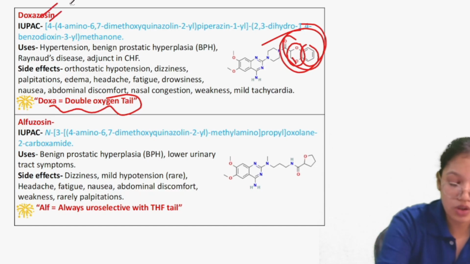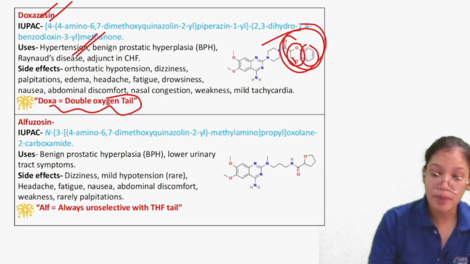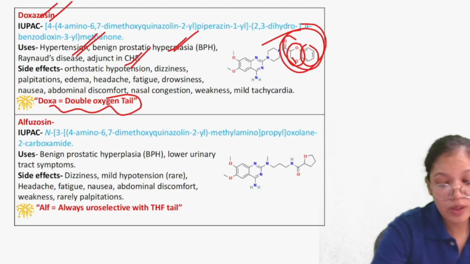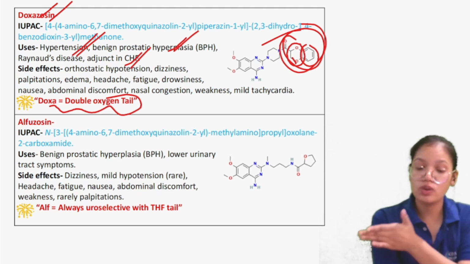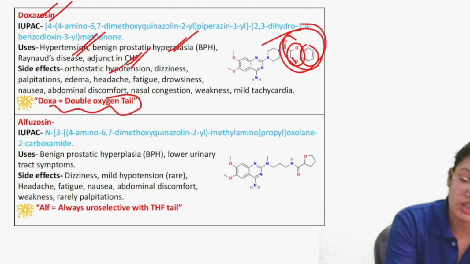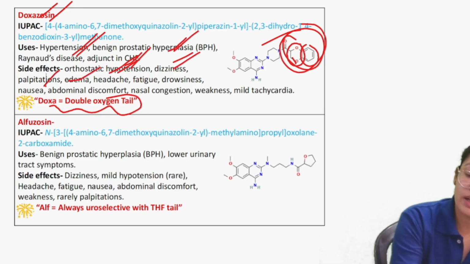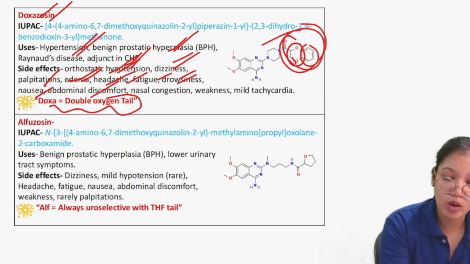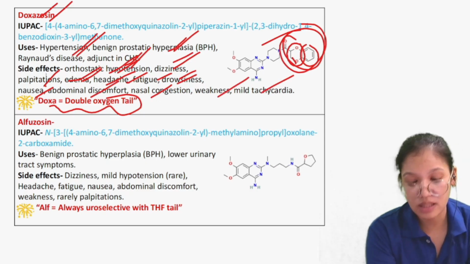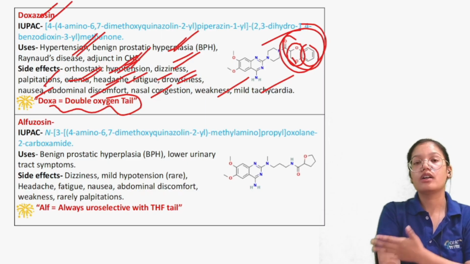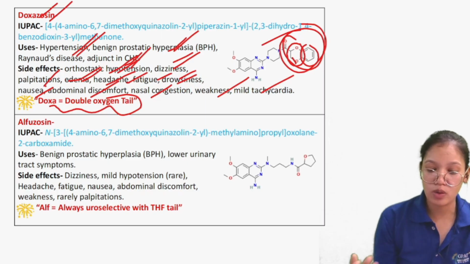So doxazosin uses: hypertension, benign prostatic hyperplasia, Raynaud's disease, then adjunctive in CHF. For all that we can use doxazosin. Then side effects: orthostatic hypotension, dizziness, palpitations, edema, headache, fatigue, drowsiness, nausea, abdominal discomfort, nasal congestion, weakness, mild tachycardia. Doxazosin is responsible for these side effects.